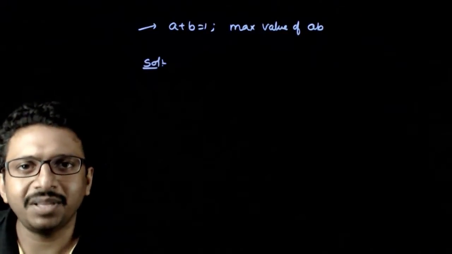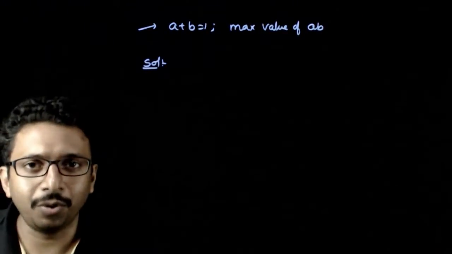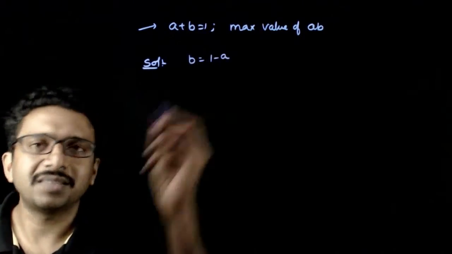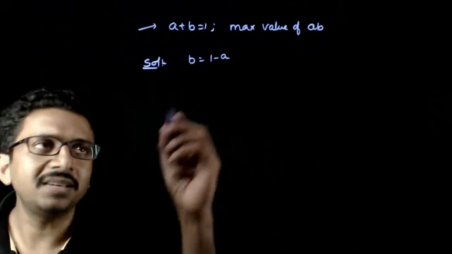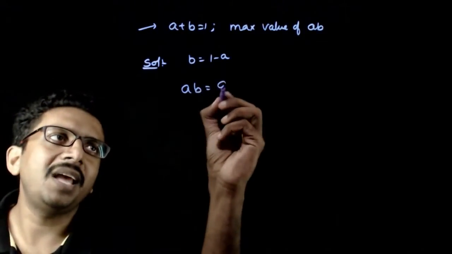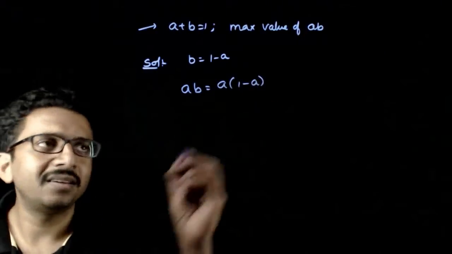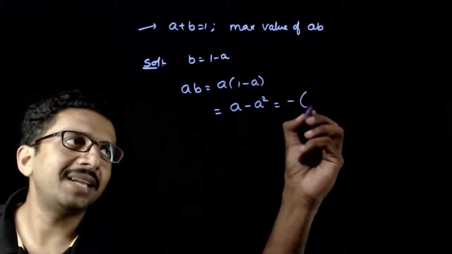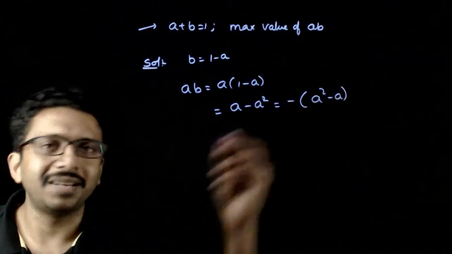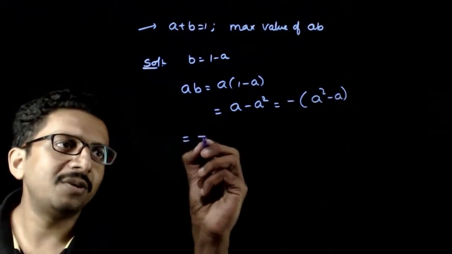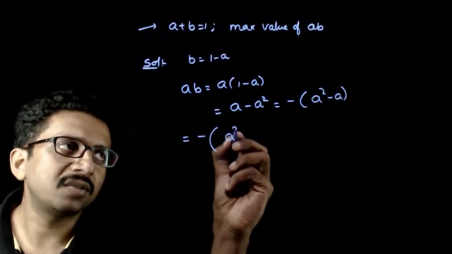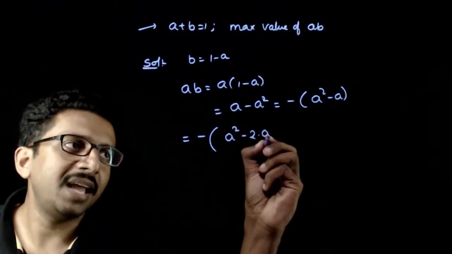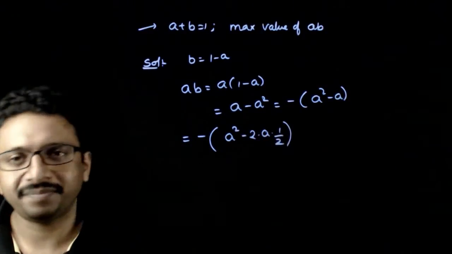One of the ways that can be used with the concept that you know is, a plus b is equal to 1. This implies b is equal to 1 minus a. So ab is nothing but a into 1 minus a, that is equal to a minus a square, that is equal to minus of a square minus a, and a can be written as 2 times a times 1 by 2.